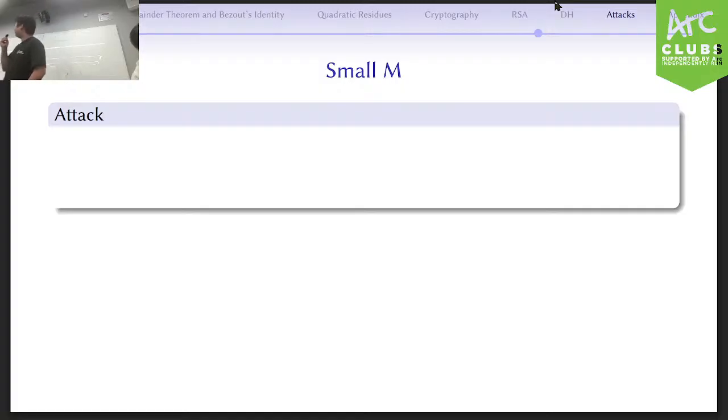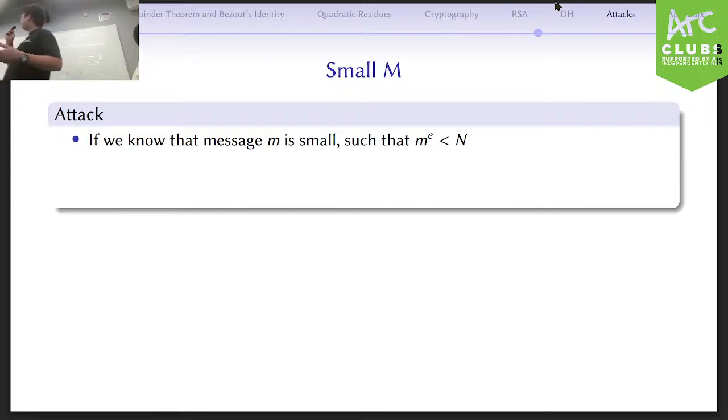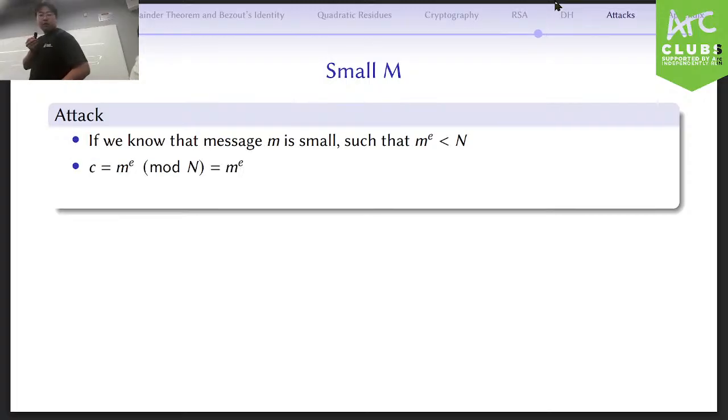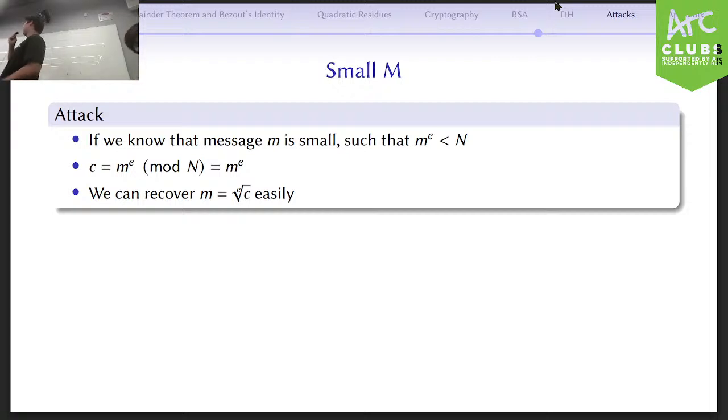Cool. So the first attack we're going to look at doesn't really have a name. I'll just call it small m. This happens when the message is really small. Say we're communicating only a small number, like 10,000 or 20,000, such that our encrypted message, m to the power of e, is less than n itself. Well, in this case, our ciphertext is equal to m to the power of e mod n. But since m to the e is less than n, that's literally just equal to the value of m to the power of e. There's no modulo effect here. So because of that, we can actually get the message really quickly. We just take the eth root of the ciphertext.